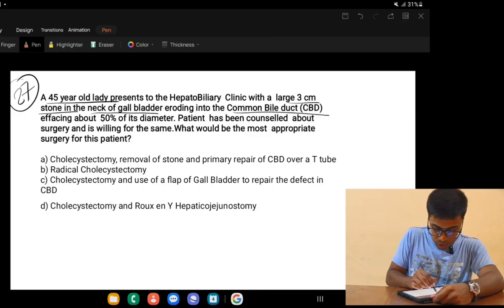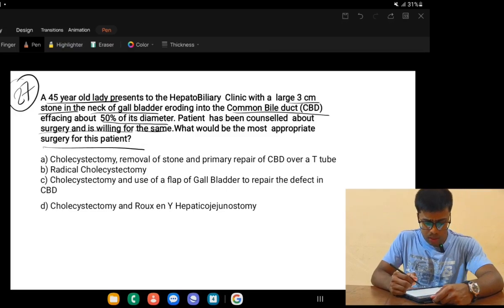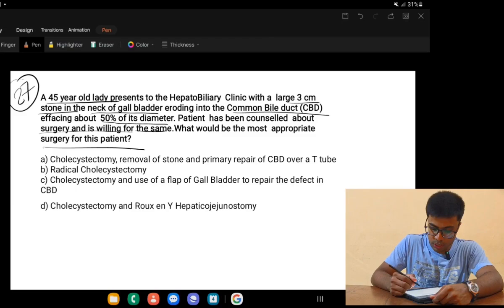This is effacing 50% of its diameter. The patient has been counseled about surgery and is willing for the same. What would be the most appropriate surgery? This is a question related to Mirizzi syndrome.